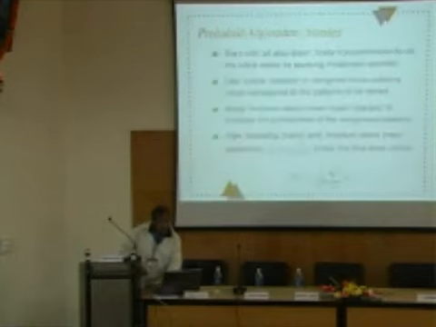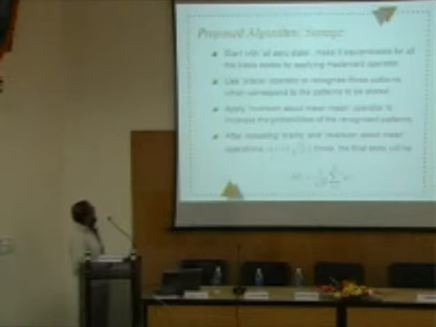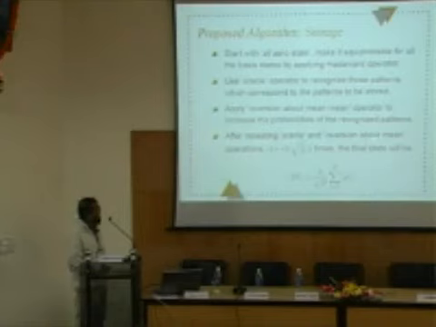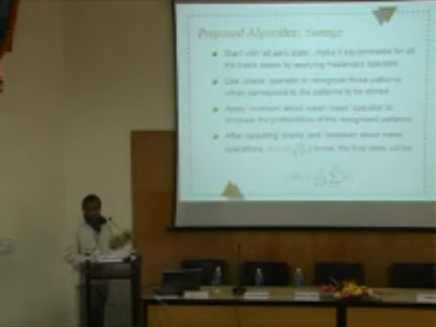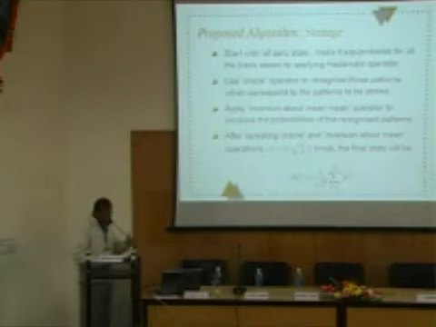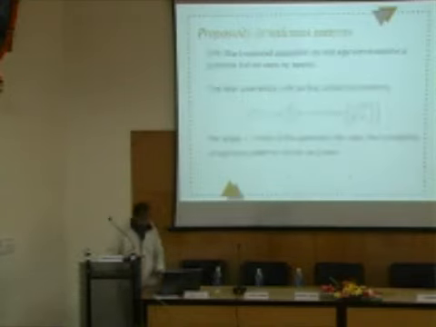I think I have only written this summary. Start with the all-0 state, make it equiprobable for all basis states by applying the Hadamard operator, use the oracle operator to recognize those patterns which correspond to the patterns to be stored, and apply the inversion about mean operator to increase the probabilities of the recognized patterns. After repeating the oracle and inversion about mean operation, we showed that we can reach this, and we have found mathematically the probability of storing them, and I will show you the result.